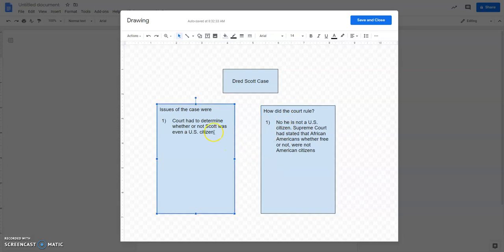Okay. So we've got our first issue, and we've got how our court ruled. There is two more issues that I want you to look up and how the court rules. Now remember, I don't want you to put a simple no or yes. I want you to be detailed. Why are they stating what they're stating? Okay? You need to say why the court is ruling the way they are. Remember, for the first one, was Scott even a U.S. citizen? Your answer was no, and it wasn't just no. It was because the Supreme Court had felt that African Americans, whether they were free or not, were not American citizens. Okay? So that's what you need to include.